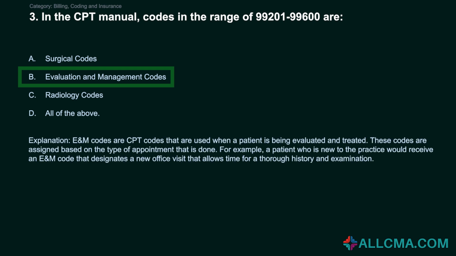E and M codes are CPT codes that are used when a patient is being evaluated and treated. These codes are assigned based on the type of appointment that is done. For example, a patient who is new to the practice would receive an E and M code that designates a new office visit that allows time for a thorough history and examination.